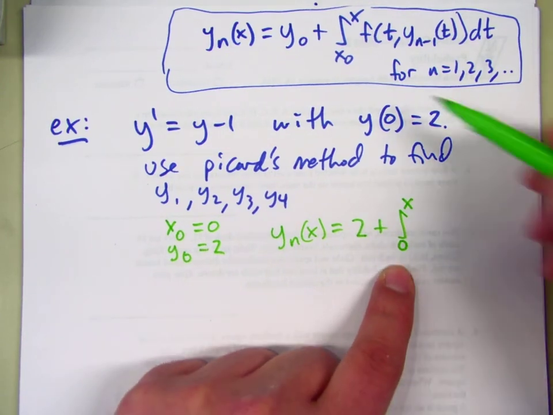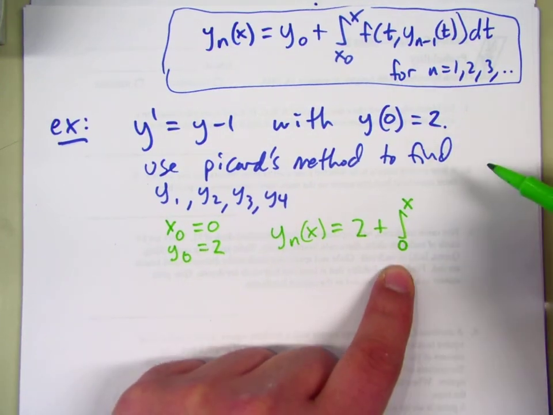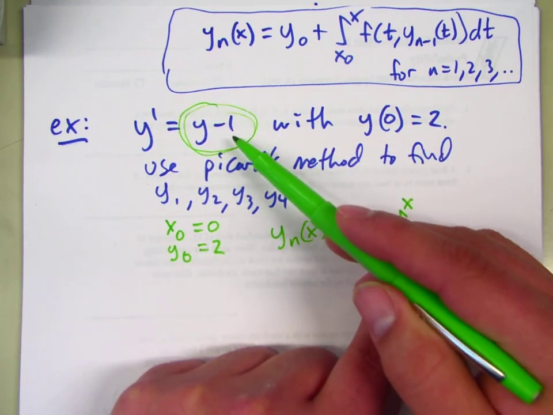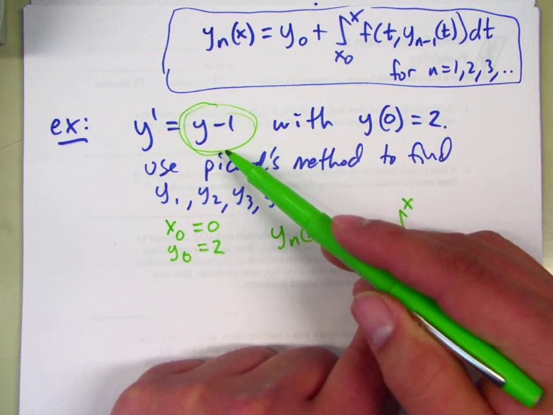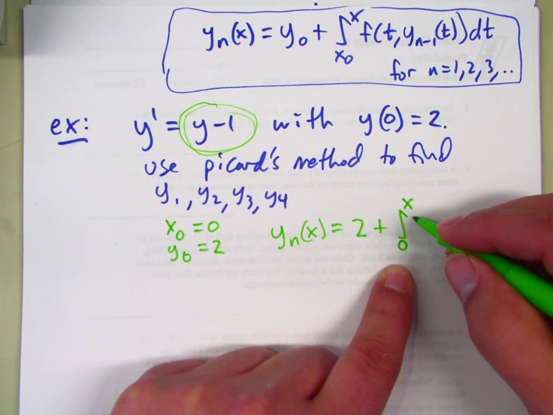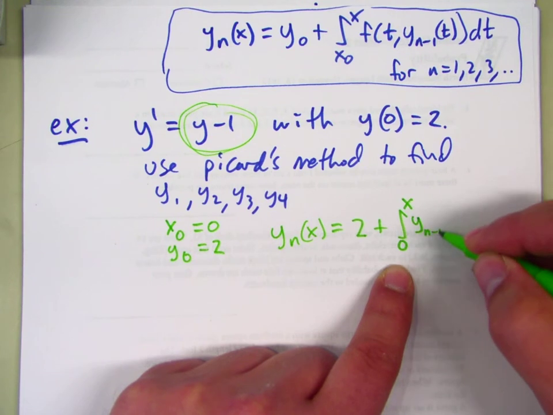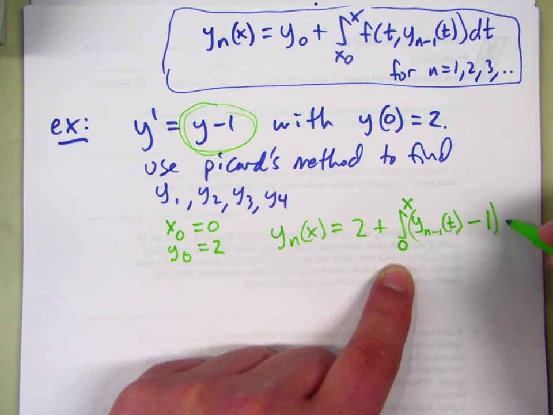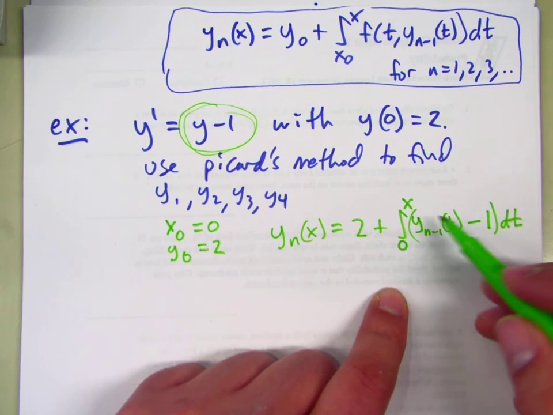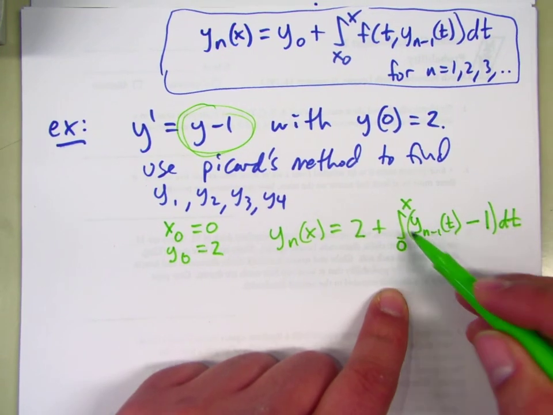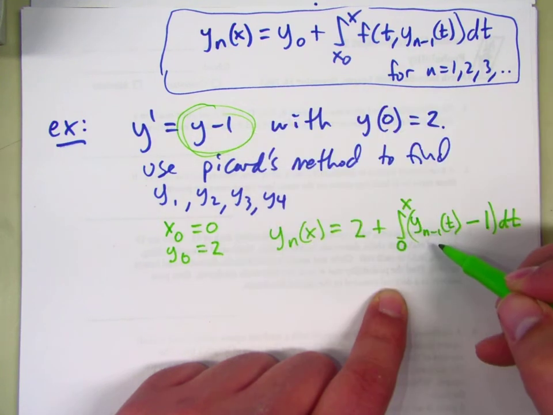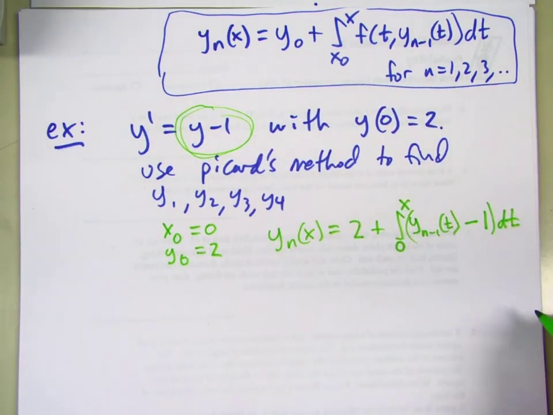And now our function is y minus 1. Okay? But we're going to replace that with y sub n minus 1 of t minus 1. Okay, because in each step, we're going to use the previous y value and plug it in. Does that kind of make sense, that notation? Okay? And so now, let's get started.